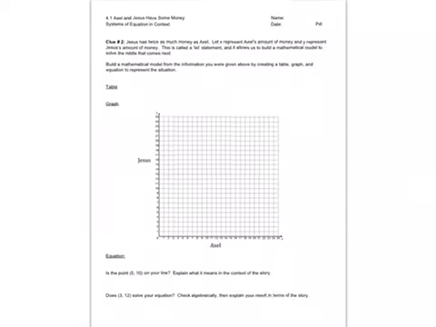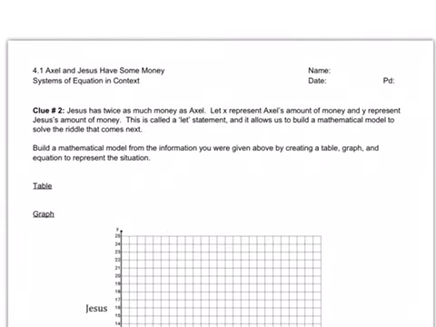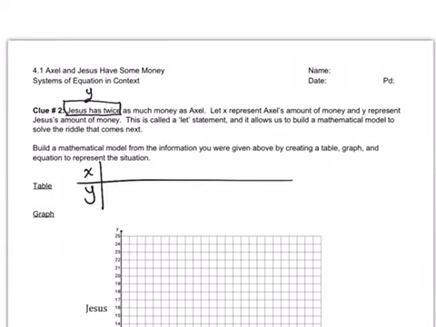So clue number 2 is a different clue than the first clue, completely separate. Okay? Here's what clue number 2 says. It says Jesus has twice as much money as Axel. We're going to let x represent Axel's money and y represent Jesus, and this is the same thing, a let statement. So this time I'm going to use x for Axel and y for Jesus. And this time the clue says that whatever Axel and Jesus have, Jesus, which is y, is twice as much as Axel, which is x.